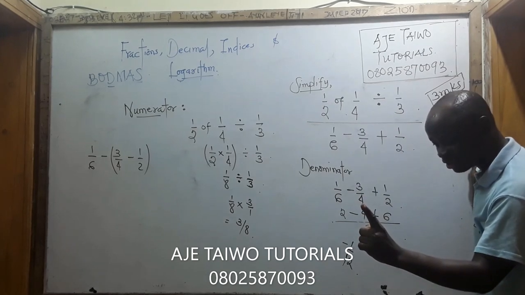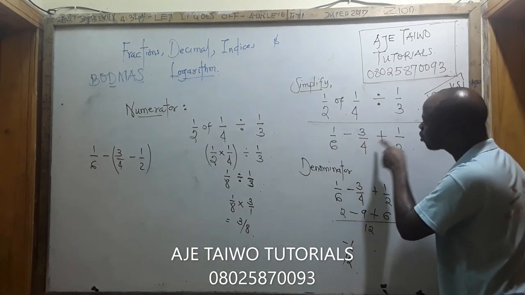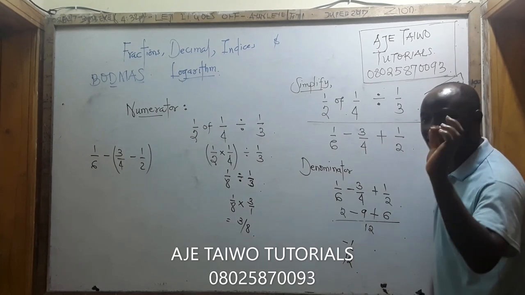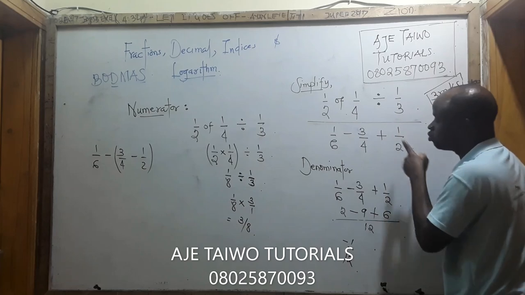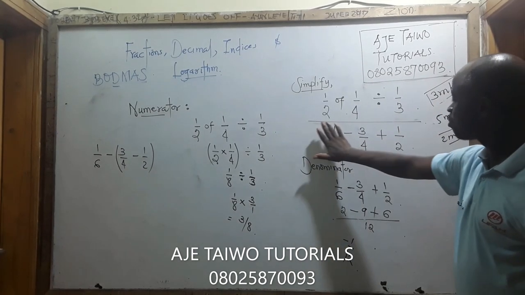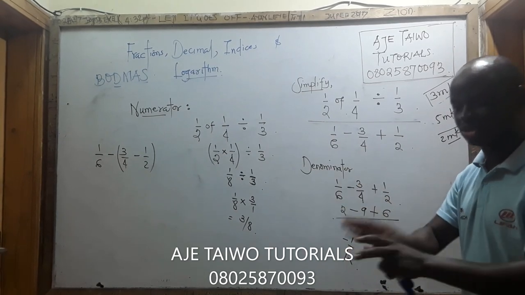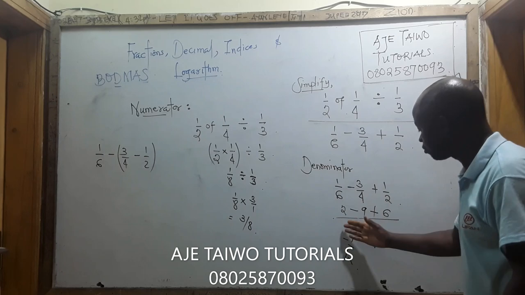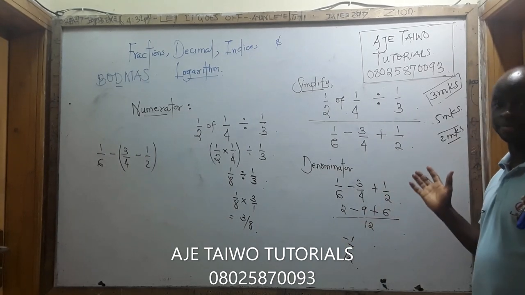Very correct. But what are you adding? You are not adding 3 over 4 to 1 over 2. No. You are adding minus 3 over 4 to plus 1 over 2. That's the trick. So to avoid this kind of trick, when there's no bracket, if it's plus and minus, just find the LCM and keep going.